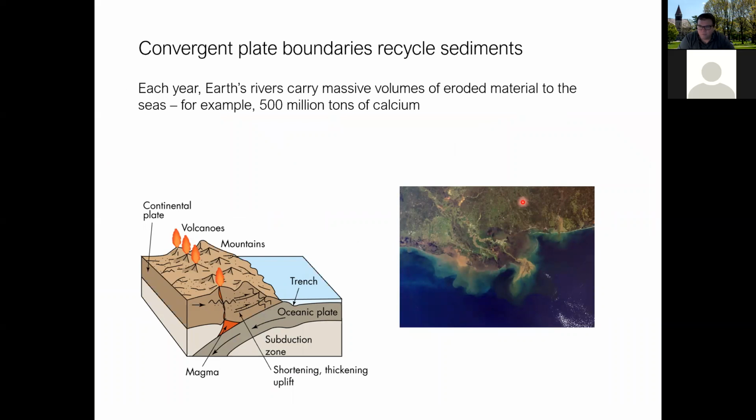So the convergent plate boundaries are particularly important for regulating things like climate and renewing the Earth's atmosphere, oceans, etc. One of the major ways convergent boundaries play a key role in doing so is that they regulate and carry massive volumes of sediments. You might have seen images like the one I'm showing you here. This is from the Mississippi River Delta as it discharges into the Gulf of Mexico.